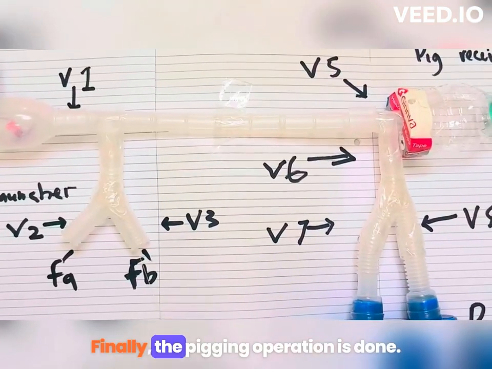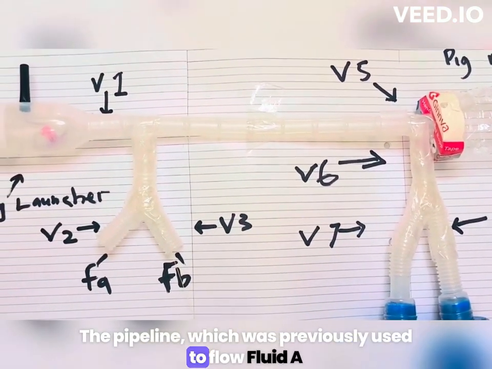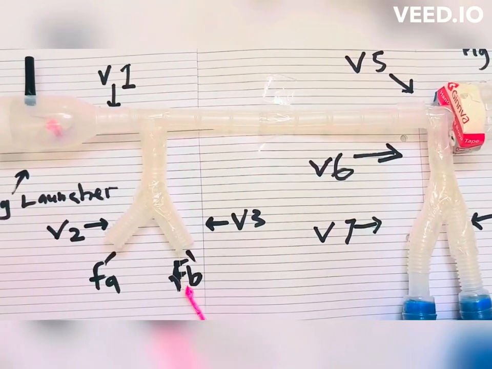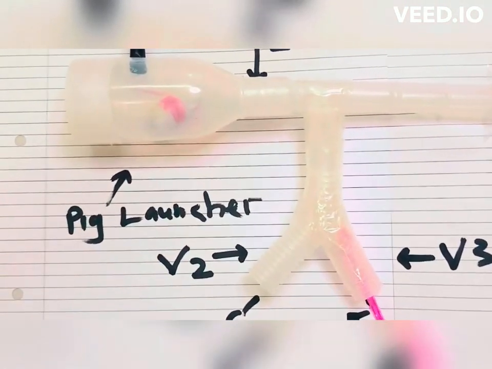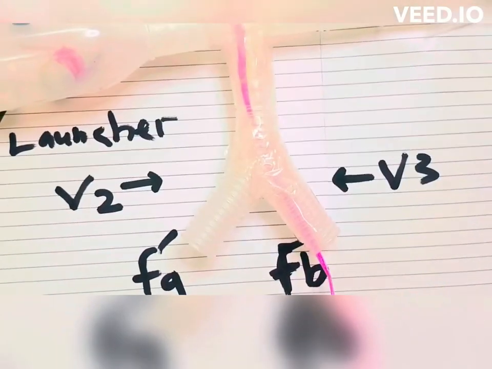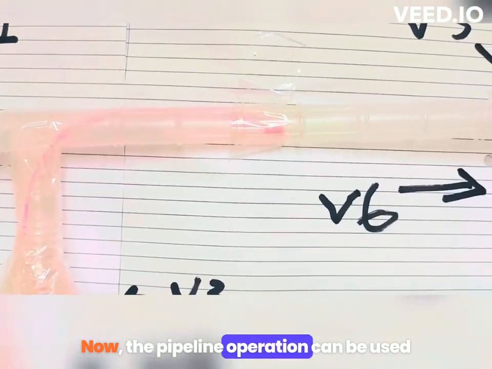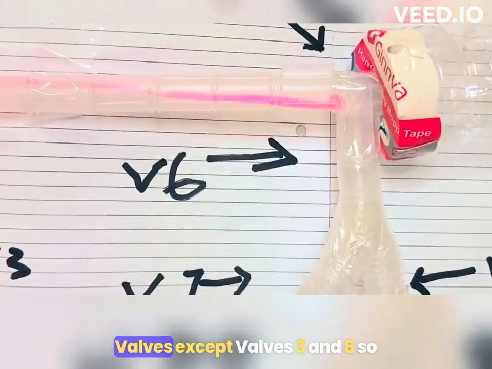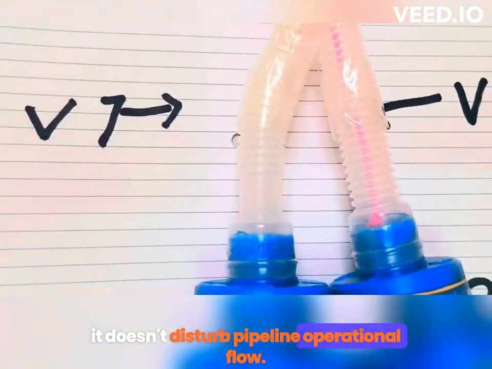Finally, the pigging operation is done. The pipeline which was previously used to flow fluid A to tank A is now clean of any fluid. Now the pipeline can be used to flow fluid B to tank B. Make sure to close all the other valves except valves 3 and 8 so it doesn't disturb the pipeline operational flow.